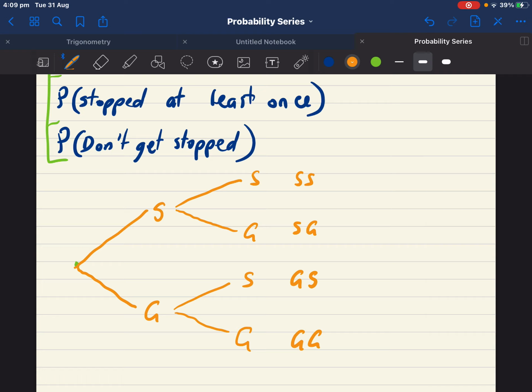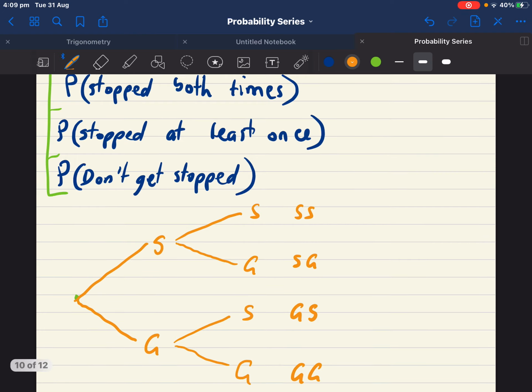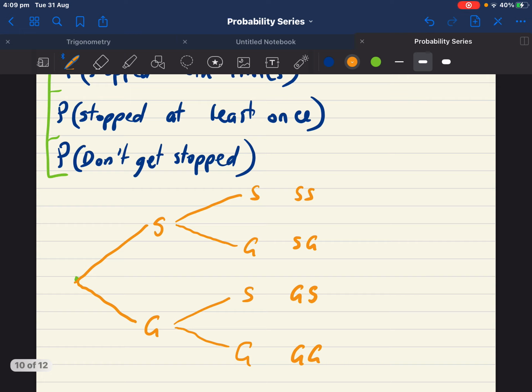You get through both times. Okay, so there's 4 different scenarios. And normally, the question would almost be done. You could then just go back and answer the questions. The probability you get stopped both times, there it is. It's 1 out of a total of 4.